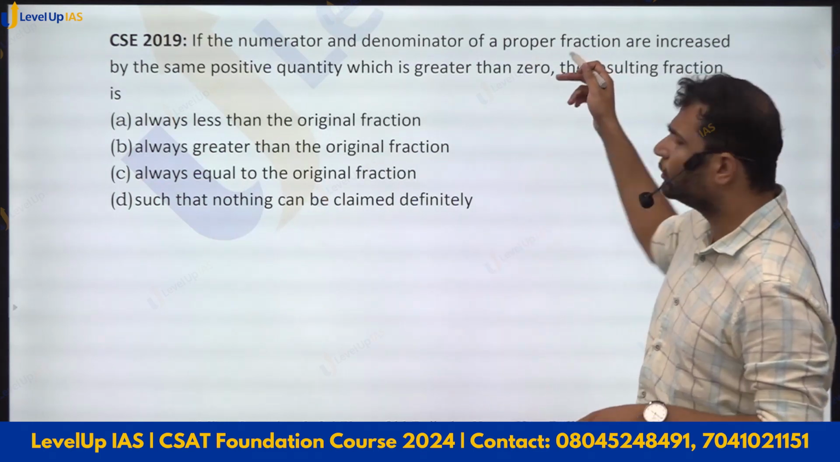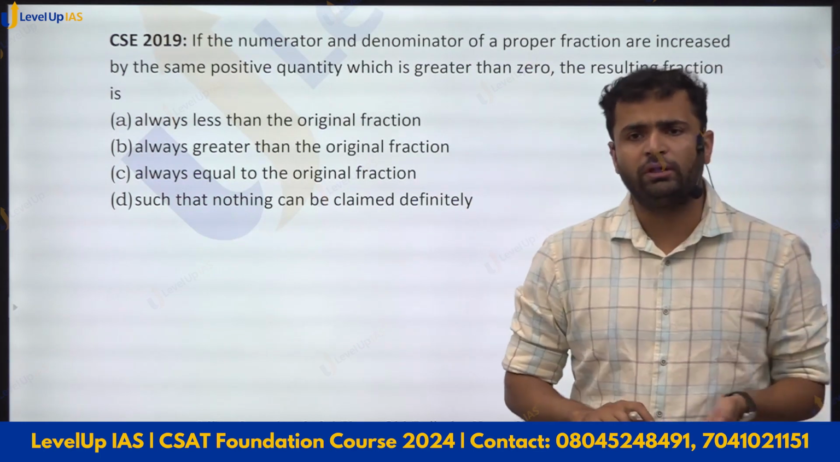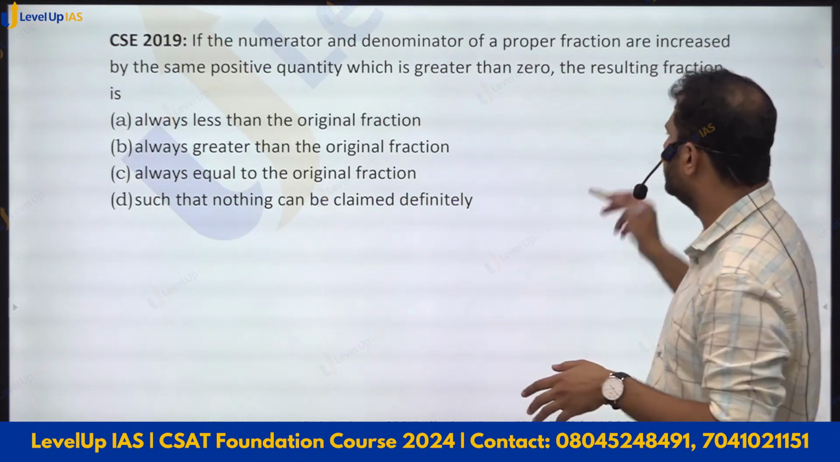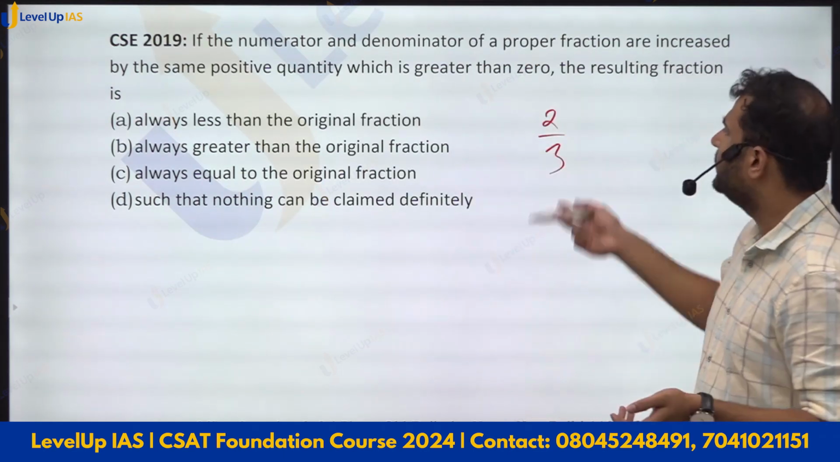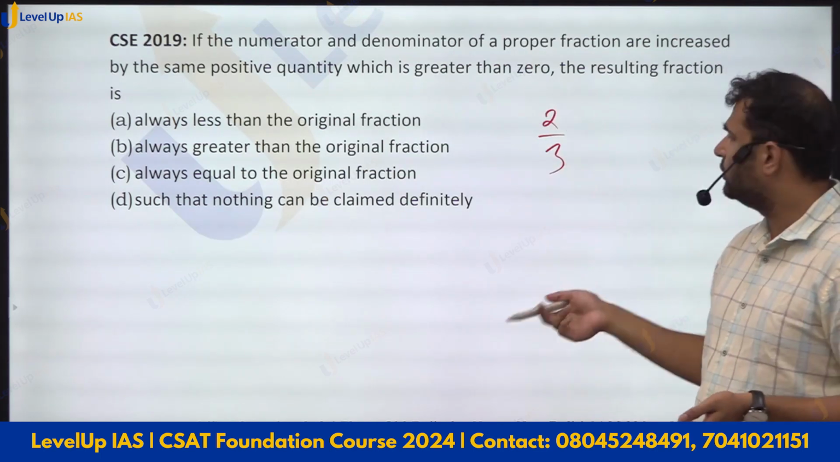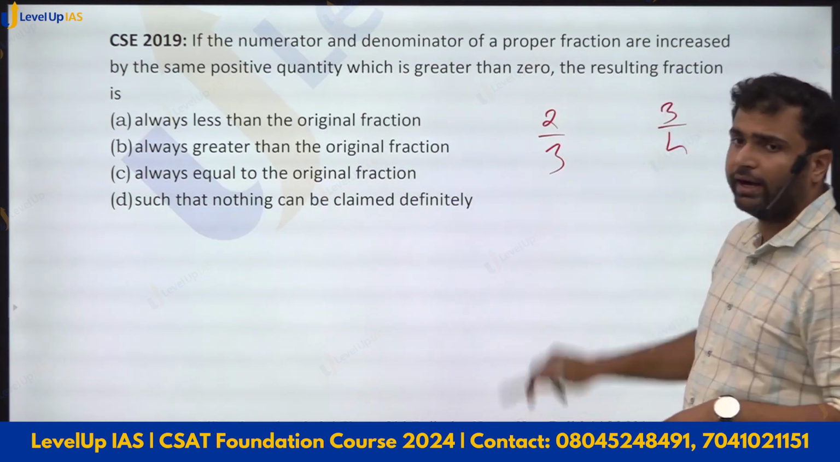Firstly, you just have to know what a proper fraction is. A proper fraction is a fraction where there are no common divisors of numerator and denominator, that is all. So something like 2 by 3. Let us take 2 by 3 only. Now we are adding some positive quantity greater than 0 to the numerator and denominator. Let us add 1. So this is 3 by 4, adding 1.